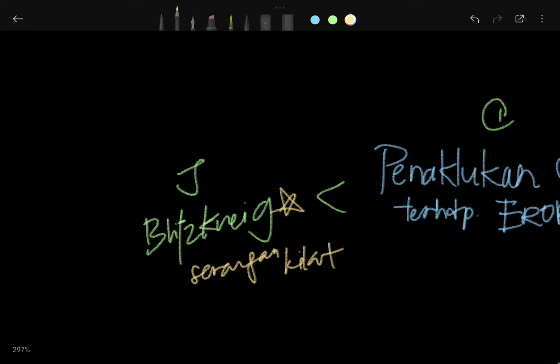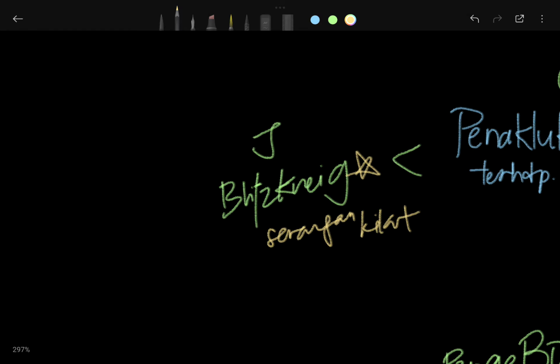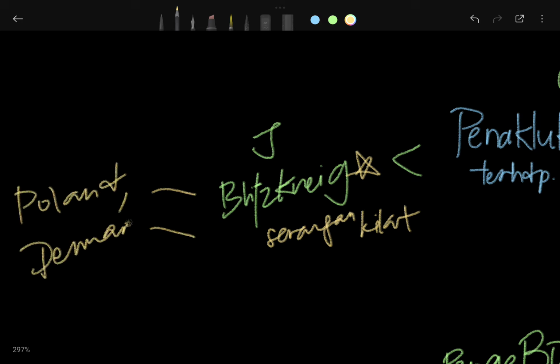Kapal terbang Jerman mengebom sasaran musuh. They bombed their enemy targets. Diikuti dengan serangan kereta kebal dan tentera motosikal. So it was like three things attacking their enemies all at the same time, thus calling it serangan kilat. Okay, then using this method, German berjaya menawan countries like, Poland, okay, your Denmark, Belanda, Norway, Belgium, Luxembourg, and your Perancis.